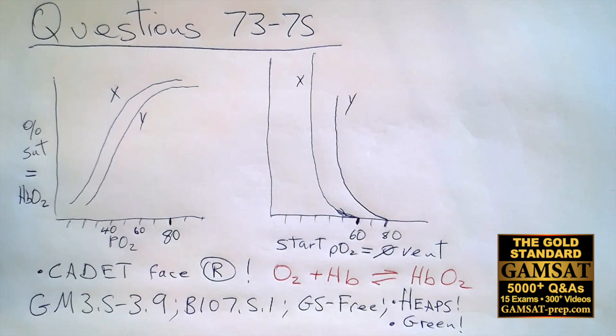And you can look at some graph analysis in GAMSAT Math 3.5 to 3.9, sigmoidal curve, biology 7.5.1, and GS Free, which is our free exam online. And we have some really good questions based on the sigmoidal curve for oxygen saturation and comparing it among different mammals. And then, of course, the HEAPS exam, HEAPS 1, HEAPS 3, there's several other HEAPS exams that have the oxygen saturation curves with multiple choice questions, and the green booklet, which is GAMSAT Practice Test 1 by ACER. Questions 52 to 54 are also quite helpful.